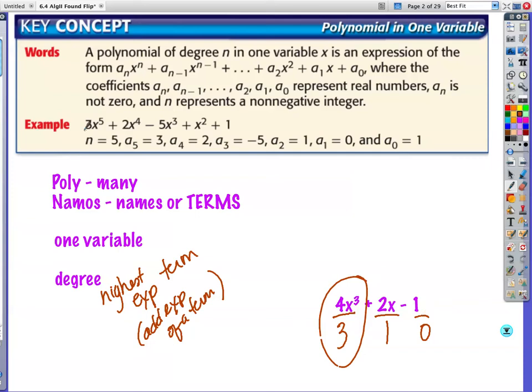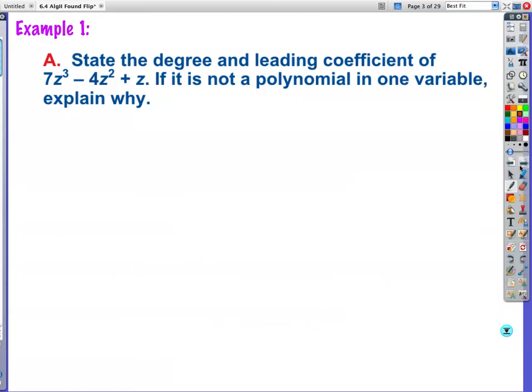Let's look at this one. This has a degree of 5. This has a degree of 4. This has a degree of 3. This has a degree of 2. This has a degree of 0. Which one wins for the whole polynomial? 5. Okay, little tidbits. Let's jump ahead.